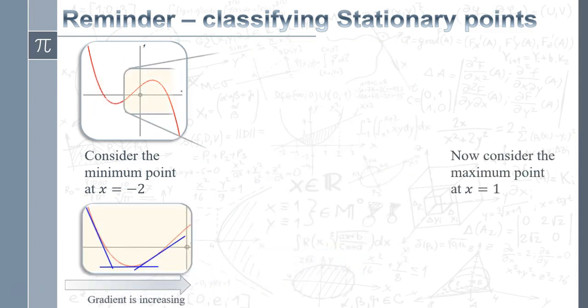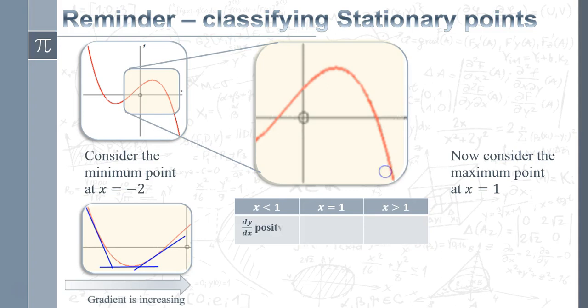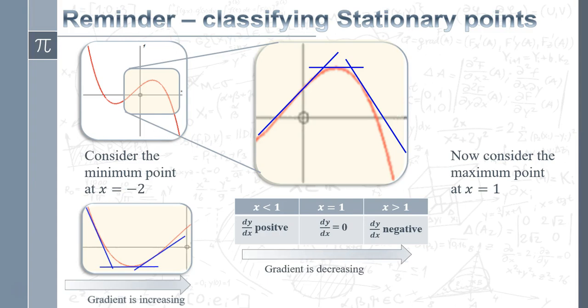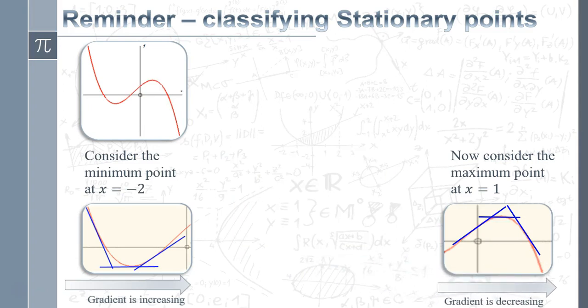And if we have a look at what's happening at the maximum, same principles. We've got the curve increasing, being 0, and then decreasing. So it's starting with positive, going through 0 and becoming negative. So what we're saying there, the gradient of the curve is decreasing as we go around that maximum point. And so that's what's going on.